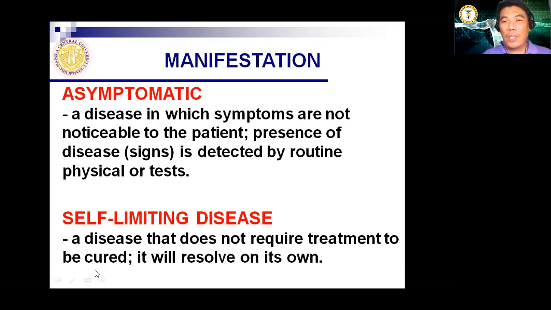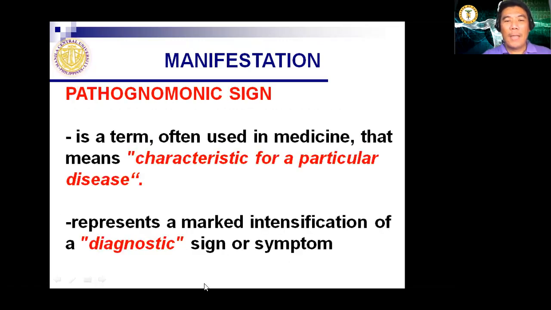And we have also differentiated the signs and symptoms. Now, we will proceed to the most interesting part, the pathognomonic sign. Pathognomonic signs are the signs which are eventually described. Once you mention a specific disease, you will expect that it could be validated that these characteristics are only particular to that specific disease.